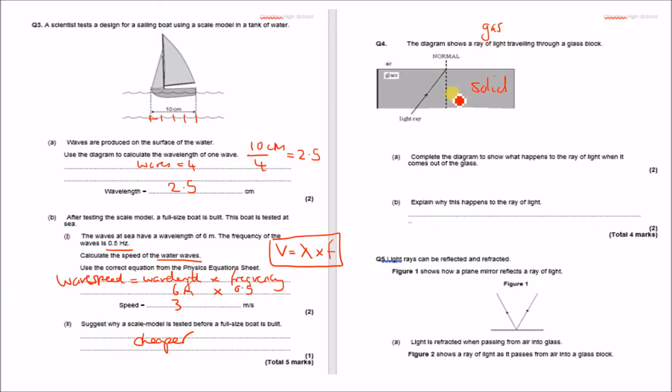So what's going to happen? Well, when it goes from a solid to a gas, it's going to speed up. So the light's going to travel faster through a gas than it will through a solid. So when it speeds up, this angle here is going to be less than the refracted angle. So we just need to make sure that the angle that is produced is greater.